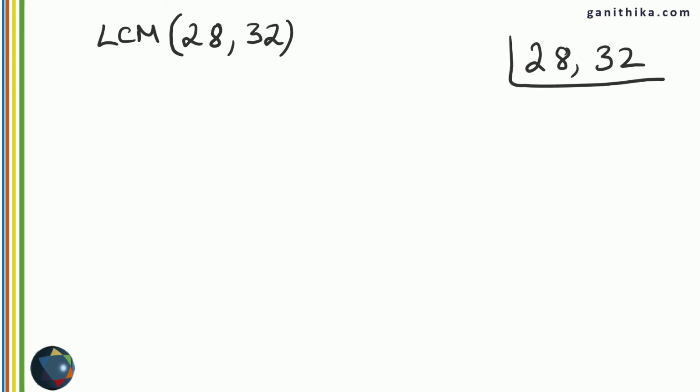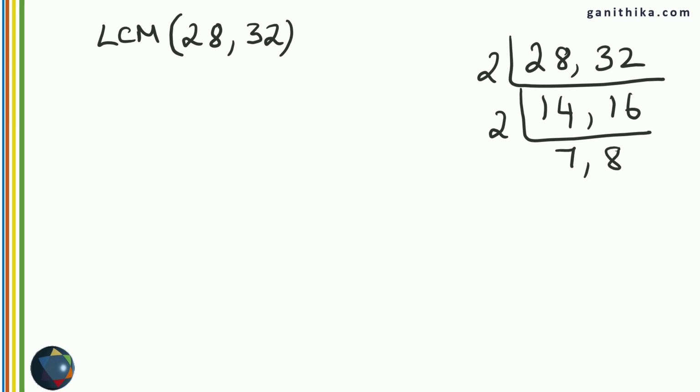28, 32. A common number that you can immediately find is 2 because both are even numbers. So dividing 28 by 2, 14. 32 by 2 is 16. Now we still have a common divisor for both of them, which is 2. So I can choose 2 here. 14 divided by 2 is 7, 16 divided by 2 is 8, and now 7 and 8 are the numbers we are left with, and there is no common number between 7 and 8. Therefore, we stop the division here. We collect all the numbers, 2 times 2 times 7 times 8, and that will be the LCM of 28 and 32.